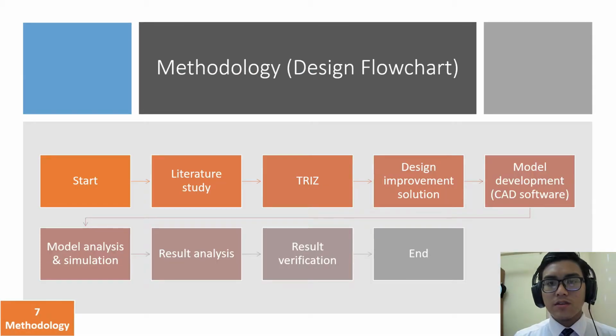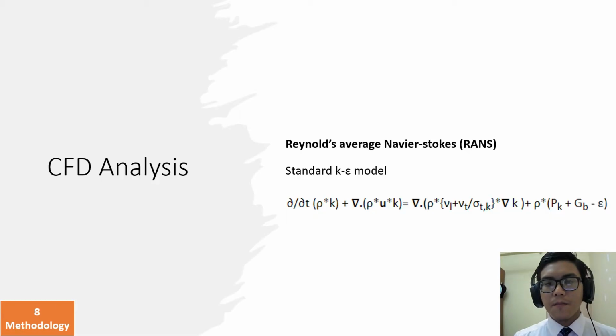This is the methodology for the project. As we can see, three methods had been used for the redesign process of the drying machine. Reynolds-averaged Navier-Stokes, RANS, was chosen to be the CFD model for this project. This is because the RANS method is suitable for large complex systems. RANS is also cost efficient and less time consuming compared to large eddy simulation, LES, and renormalization group, RNG.